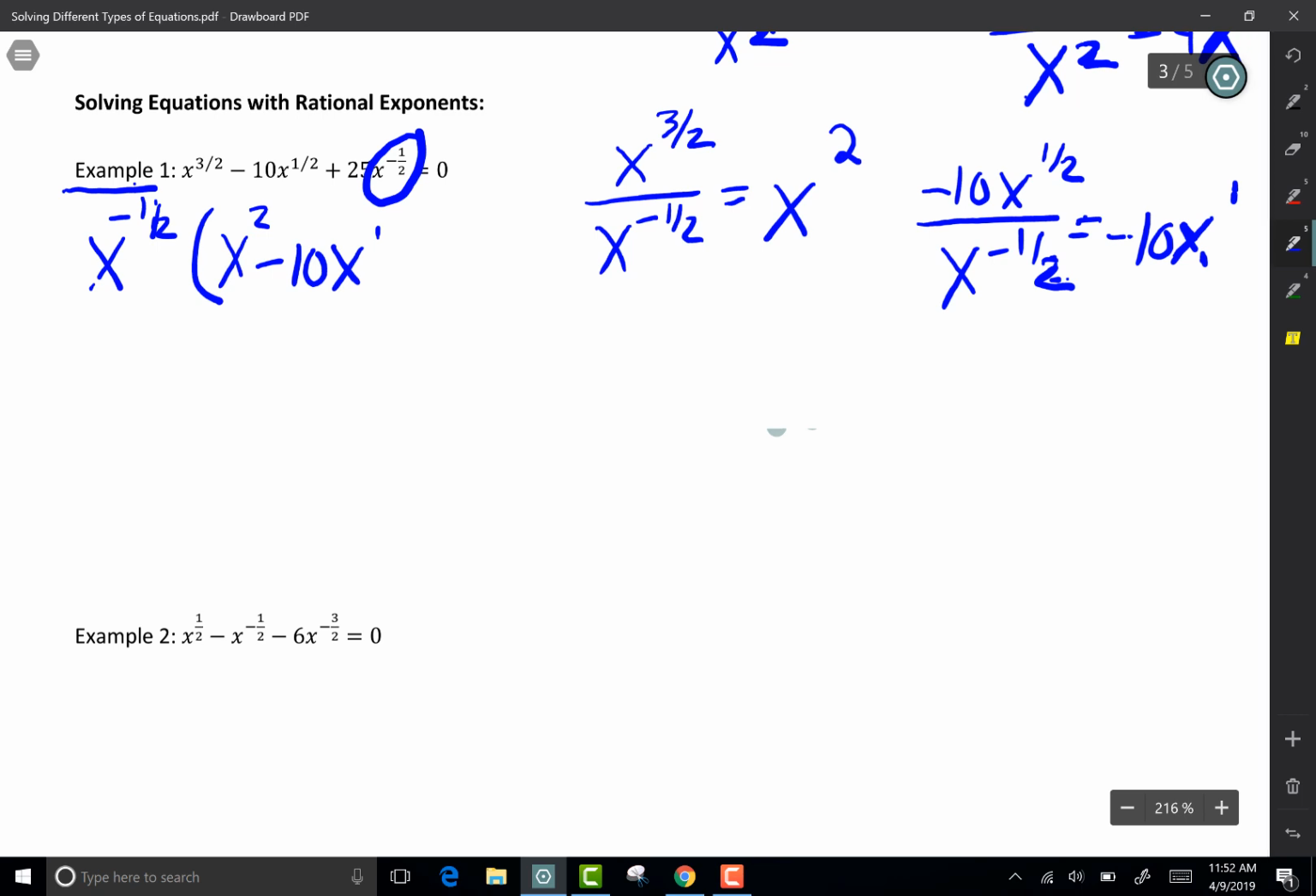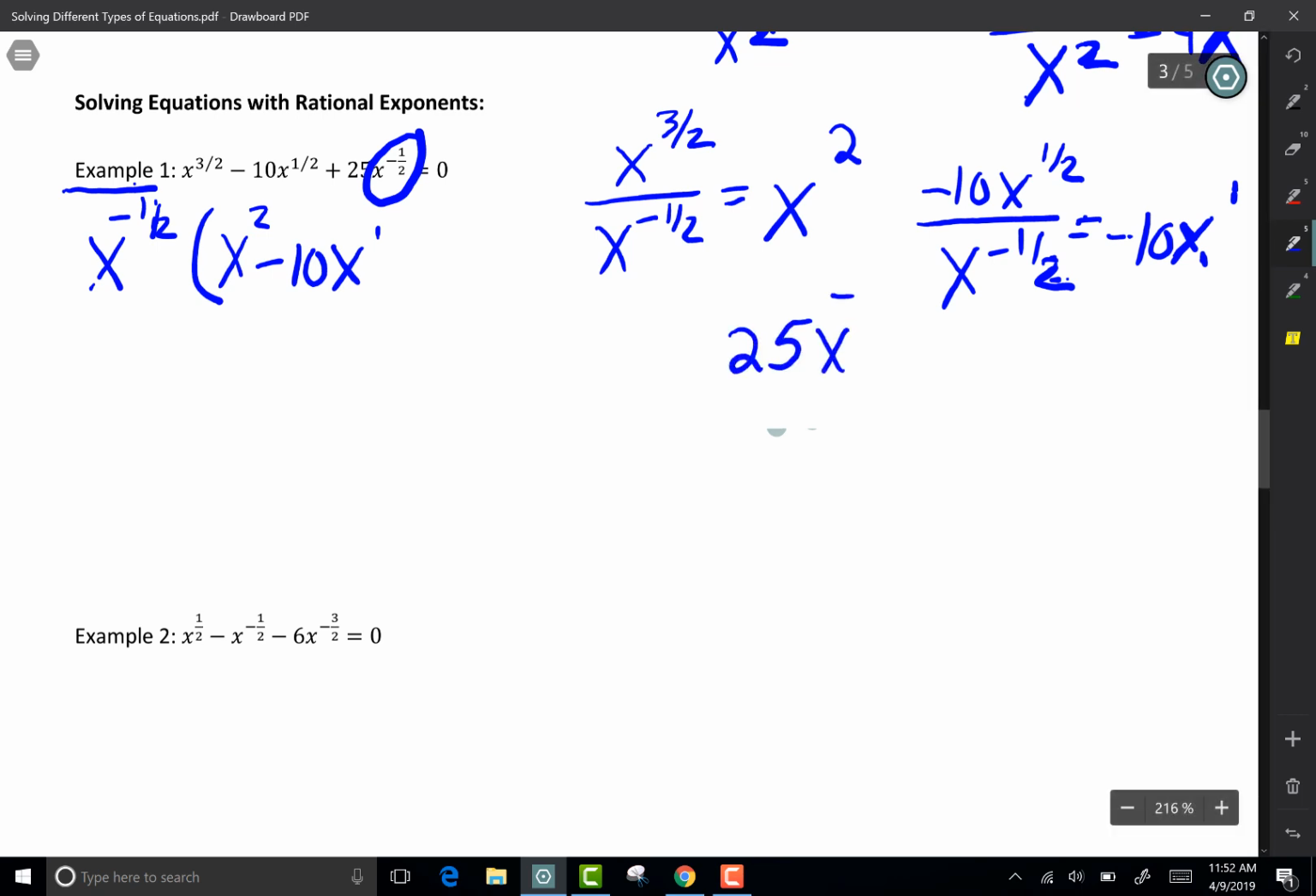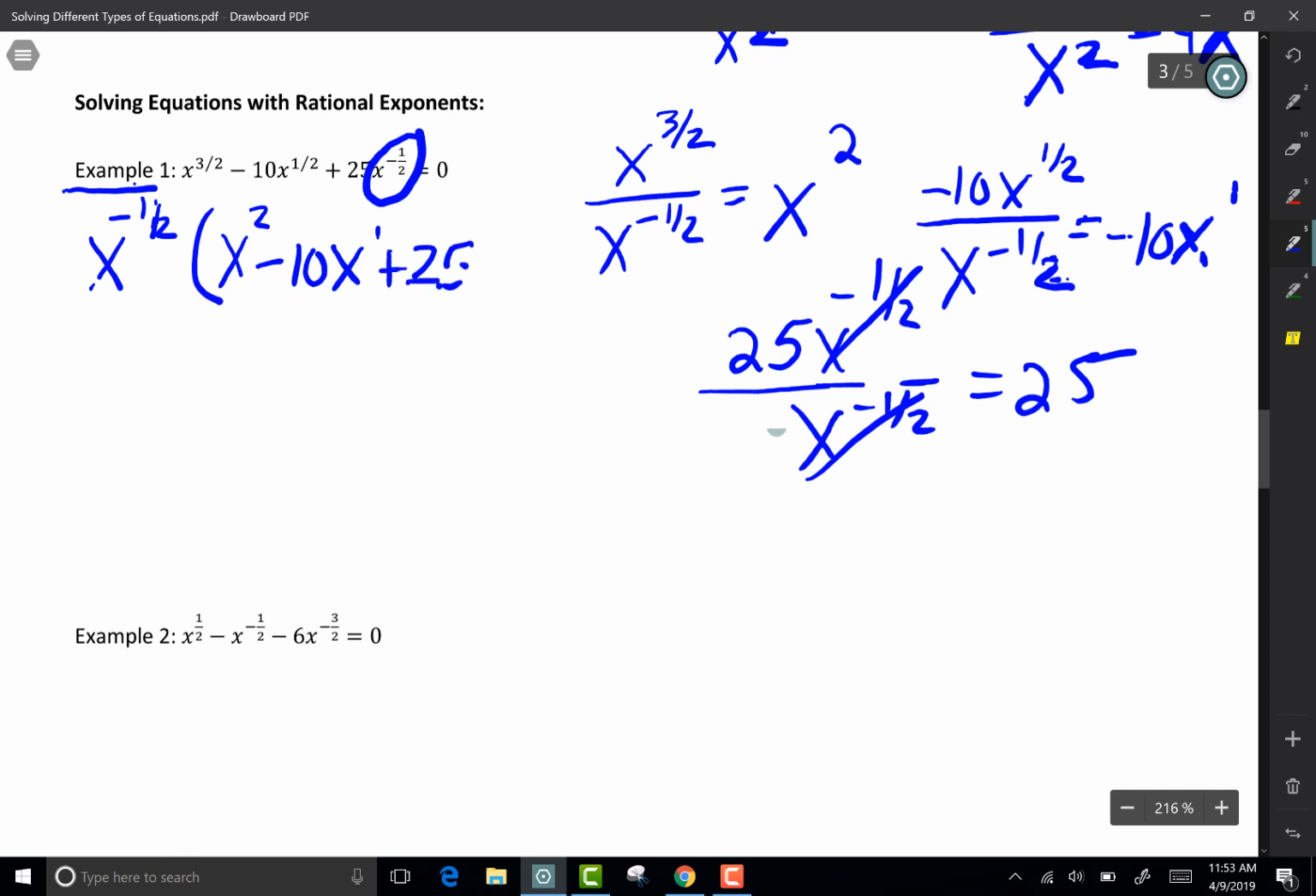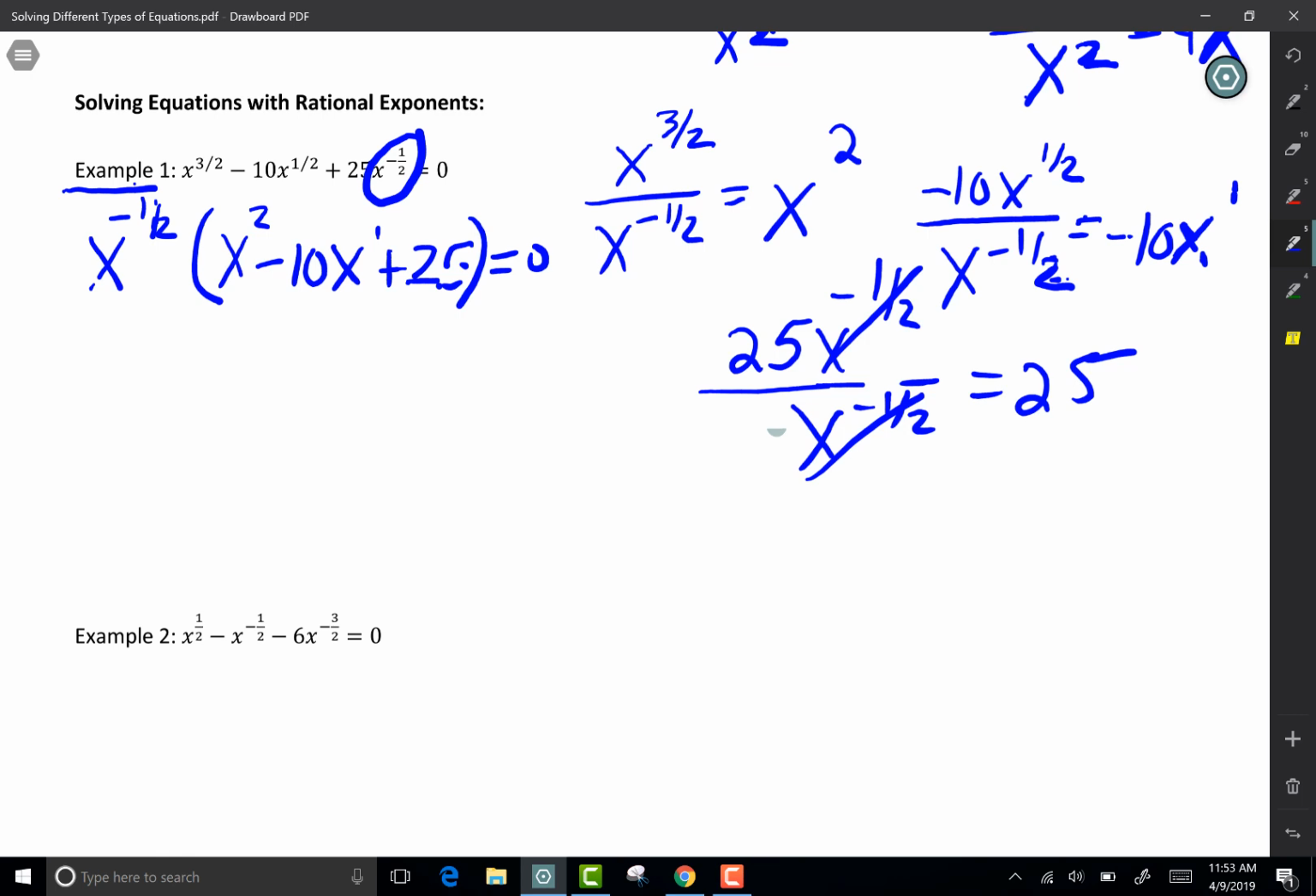The next term, I have 25x to the minus 1/2, and I'm dividing by x to the minus 1/2. So these are the same, so they just disappear, and I'm left with 25. So that is what goes in my third spot here when I pull out the x to the minus 1/2. Okay, next step is I'm going to keep factoring.